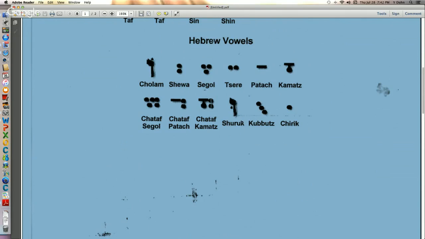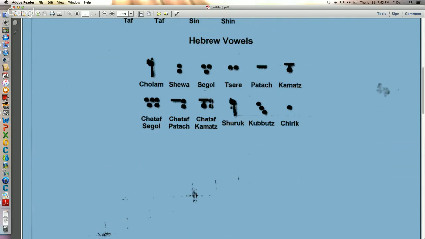Okay? U. Shuruk, U sound. Looks like the cholam, but remember the rule. The dot is on the top, O sound. It's on the side, U sound. Do y'all see it? Y'all get it? O, U. I see it. I get it. Left-hand side, U. All right.